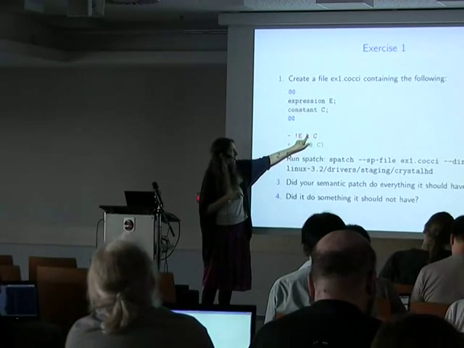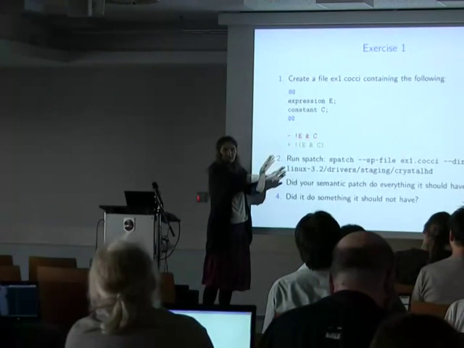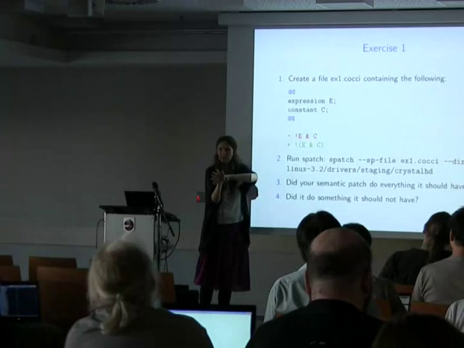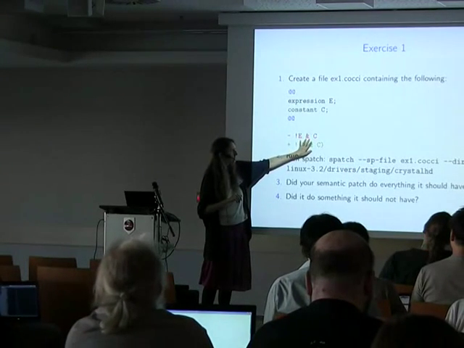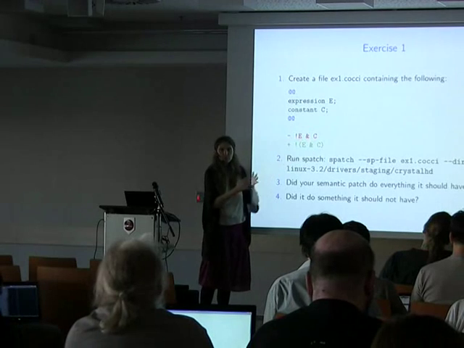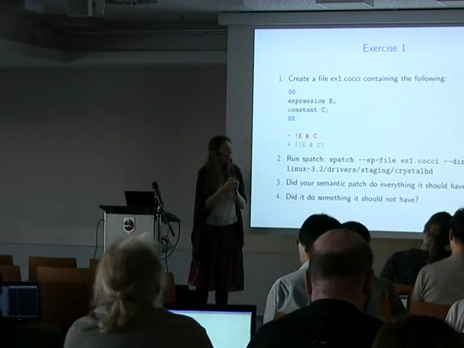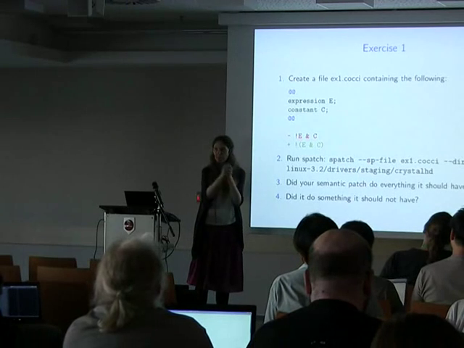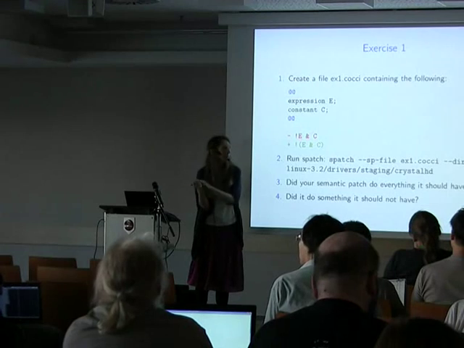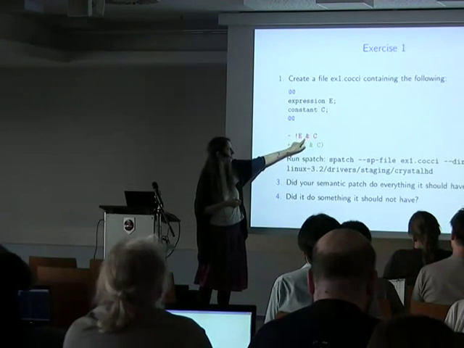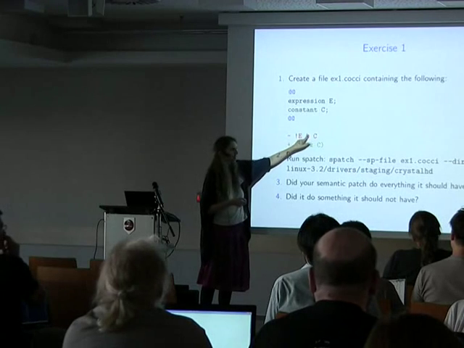So this is a commutative operator. In general, whether you put this constant on the left or the constant on the right, it doesn't matter. And so Coccinelle has a thing called isomorphisms, which are collections of terms that are the same as each other. So if you write down x equals equals null, it will also match null equals equals x. And if you write down not e and c, it will also match c and not e.